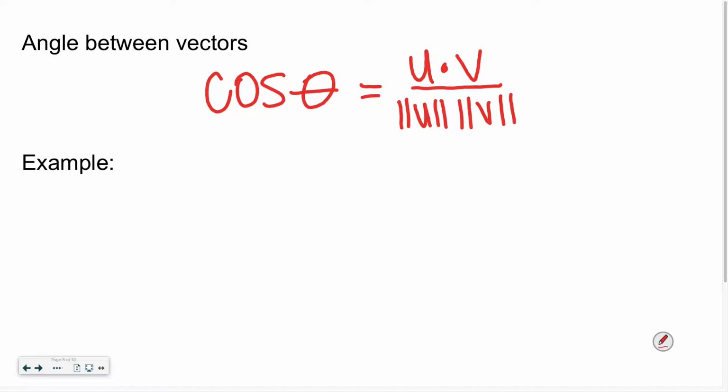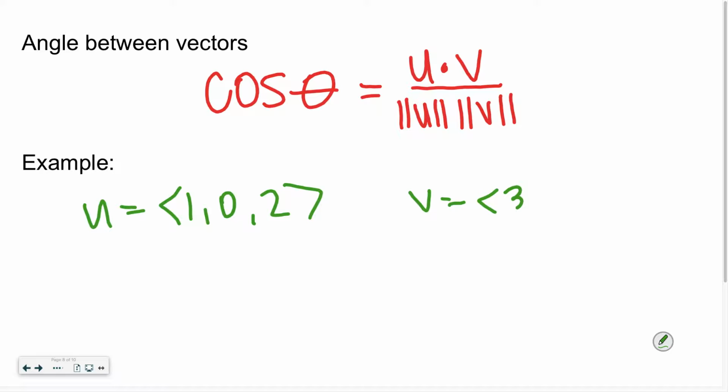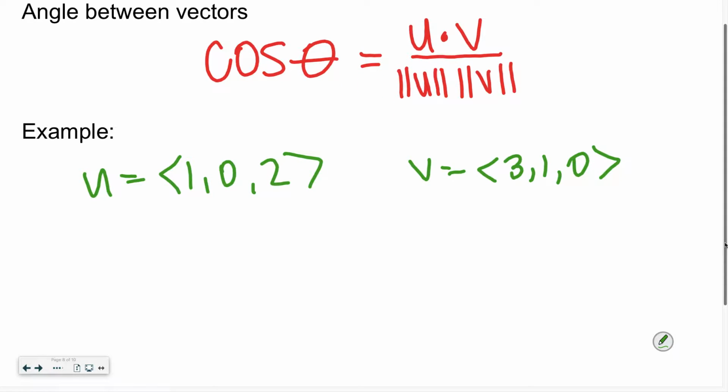Okay, so we are going to find the angle between vector u, which is 1, 0, 2, and vector v, which is 3, 1, 0. Okay, we need three calculations in order to be able to do this problem. We need the dot product and we need each of the magnitudes.